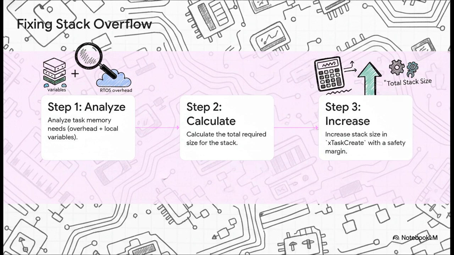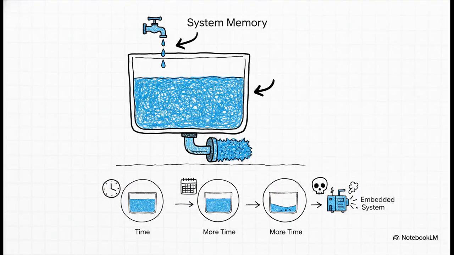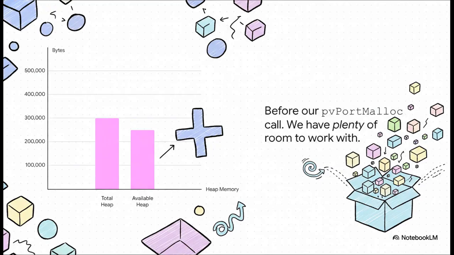a safety margin. Okay, so the second bug, the memory leak, is way sneakier. It doesn't cause a big, loud crash right away. No, this is a slow death. It happens over minutes, hours, maybe even days, as your code keeps allocating memory, but forgets to give it back. Let's watch this happen in slow motion.